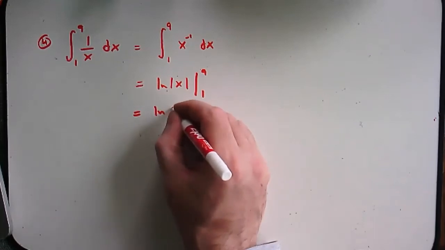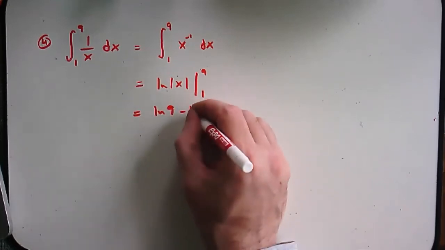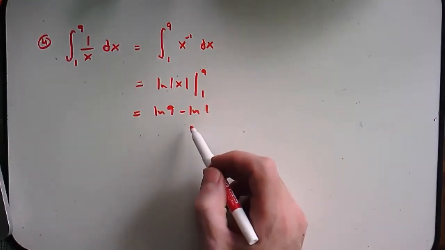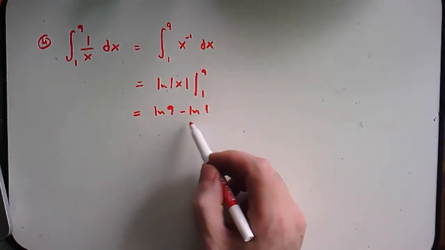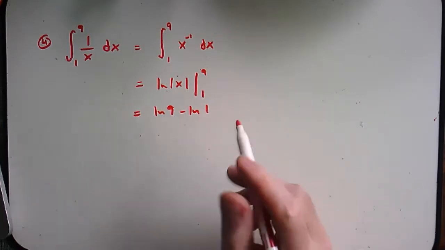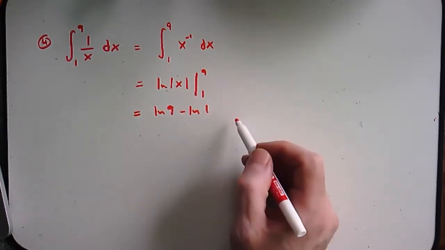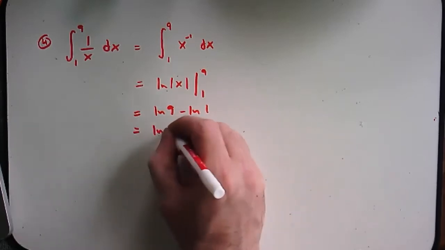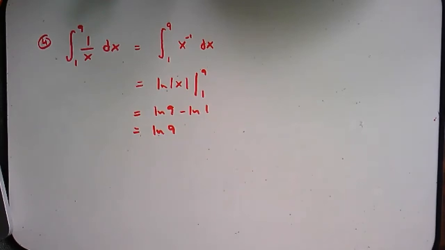So my answer then is natural log of 9 minus natural log of 1. And it's not really important for a quiz or something like that, but natural log of 1 is 0, right? Because e to the 0th power is 1. So if I wrote a final simplified answer, I could write it as natural log of 9.